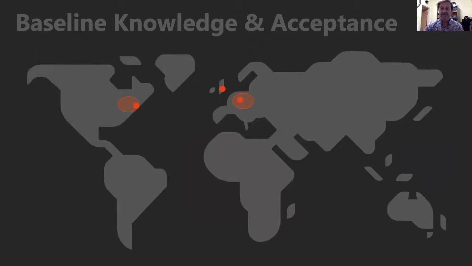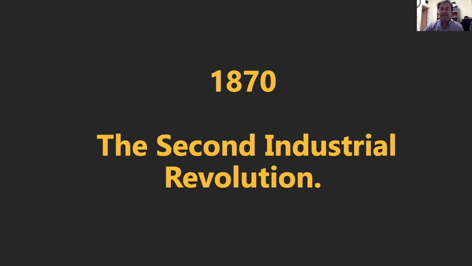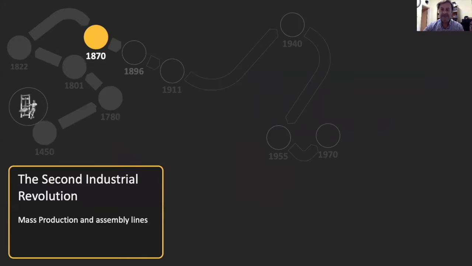In 1870, the world's technological advances were limited to England, Germany, and the United States. The rest of the world would enjoy technological benefits of these technologies at a delayed rate. 1870 marks the start of the Second Industrial Revolution, another great leap forward for technology and human-machine interaction.